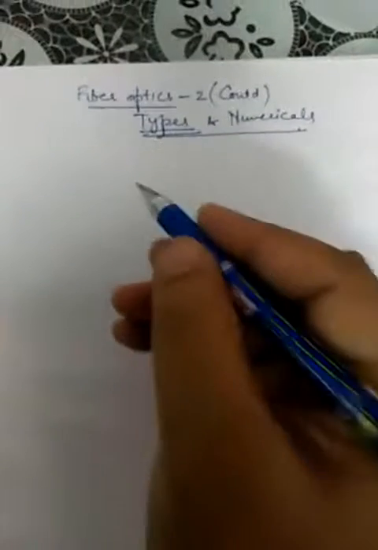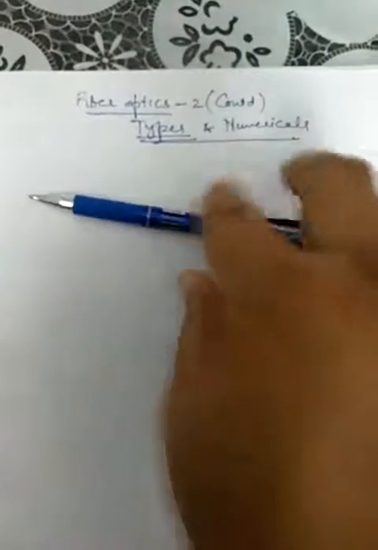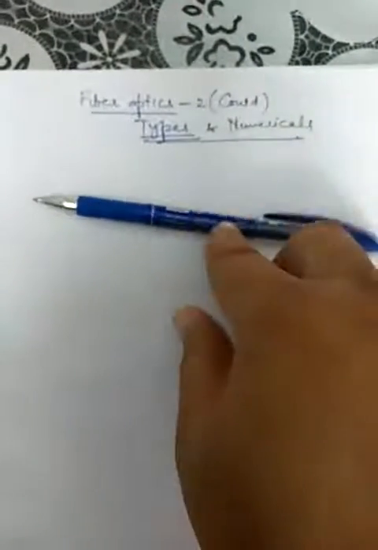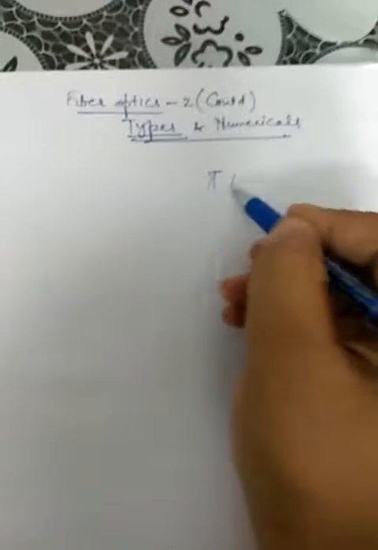Good morning. So today we are going to continue with part 2 of optical fiber, that is types and numericals. So in the last topics we have discussed that an optical fiber consists of a wire which has some central part as core, outer part as cladding, and the center part is thicker and the outer part is thinner because it works based upon total internal reflection.